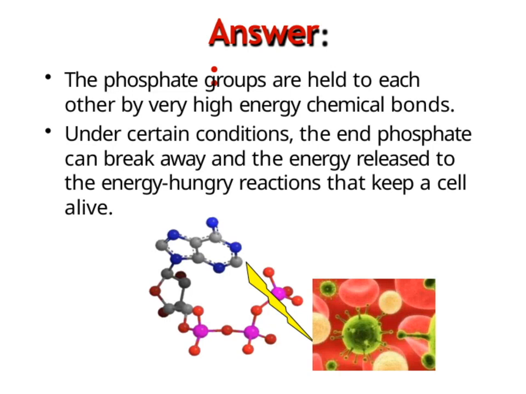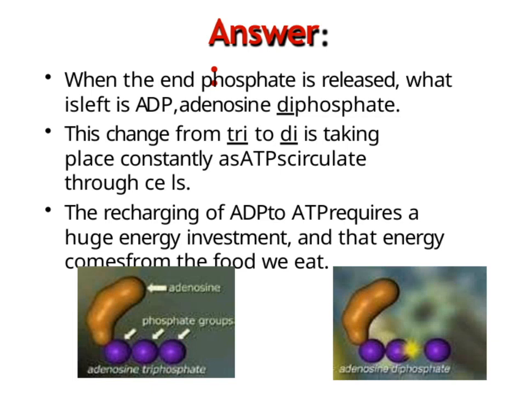The phosphate groups in ATP are connected by very high-energy chemical bonds, which means these bonds store a significant amount of energy. When the cell needs energy to perform work, these bonds can be broken under certain conditions. Specifically, the end phosphate group can break away from the ATP molecule, releasing that stored energy. This released energy is then used to power various energy-hungry reactions within the cell, helping to keep the cell alive and functioning properly. Understanding these high-energy bonds is crucial because they are at the core of how cells store and transfer energy efficiently. When the end phosphate is released, what's left is ADP, or adenosine diphosphate.